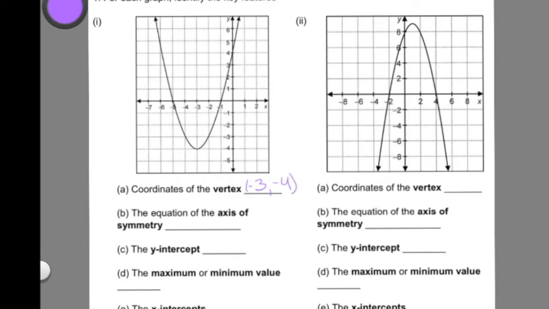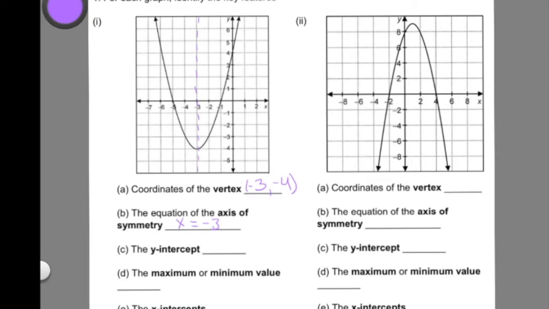The equation of the axis of symmetry. Remember, the axis of symmetry is just the point on the x that runs right through the center of the parabola. You can draw a dotted line through it, which is what I'm doing right now. So you're cutting your parabola right in half like a mirror. Where is this line running? It's running through the x-axis at -3. So the equation of the axis of symmetry is x equals -3.